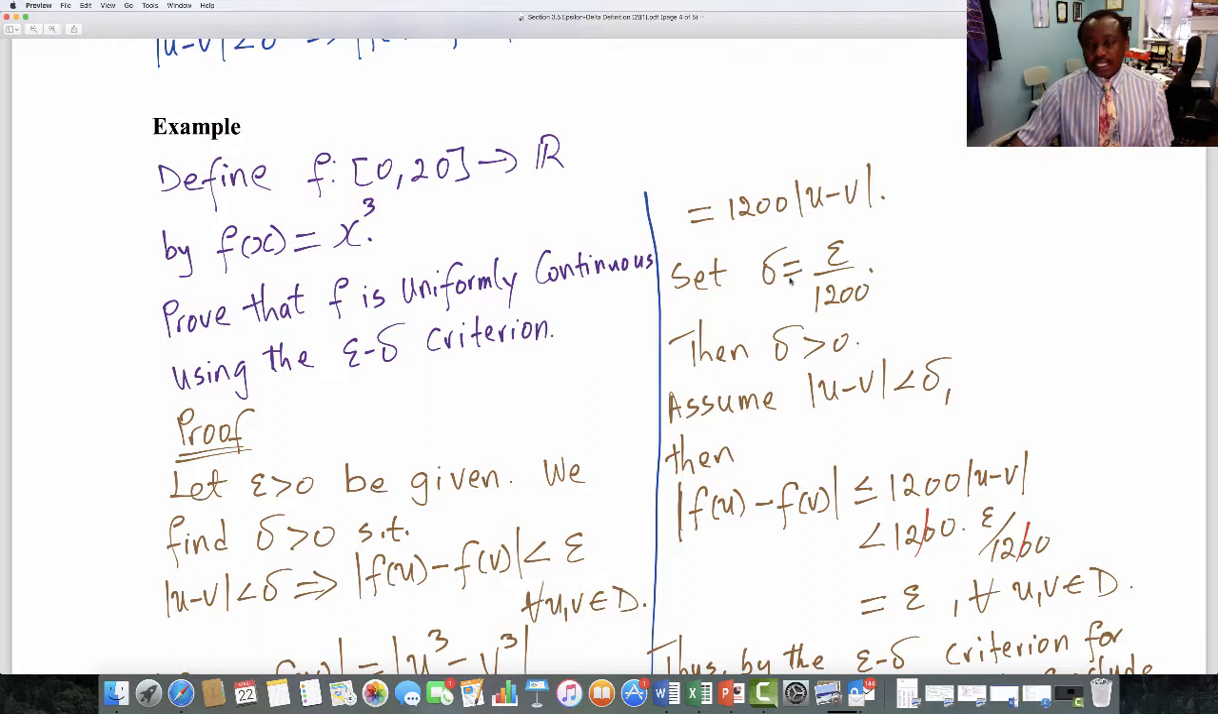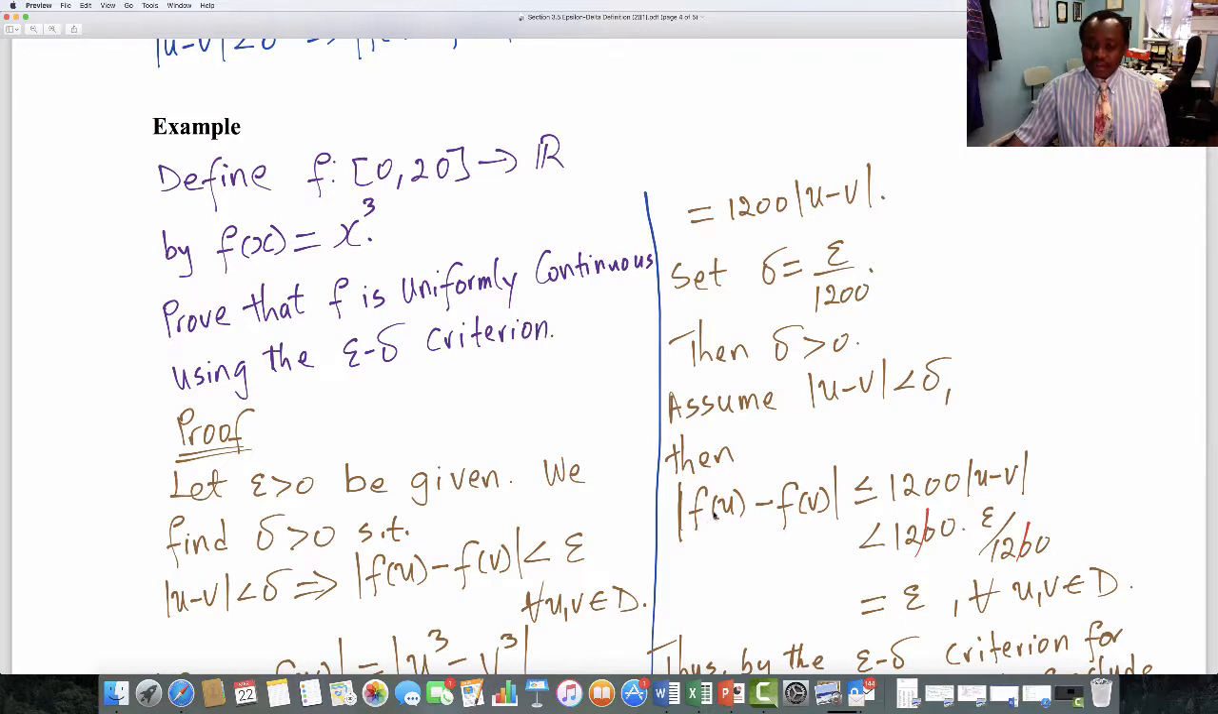We set our delta to be epsilon divided by 1200. Epsilon is greater than 0, and 1200 is greater than 0, so delta is greater than 0. Now assume that the absolute value of u minus v is less than delta.